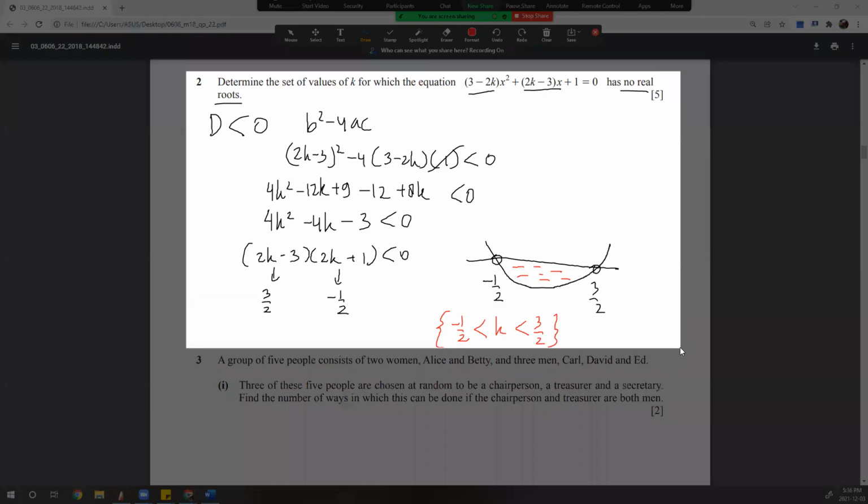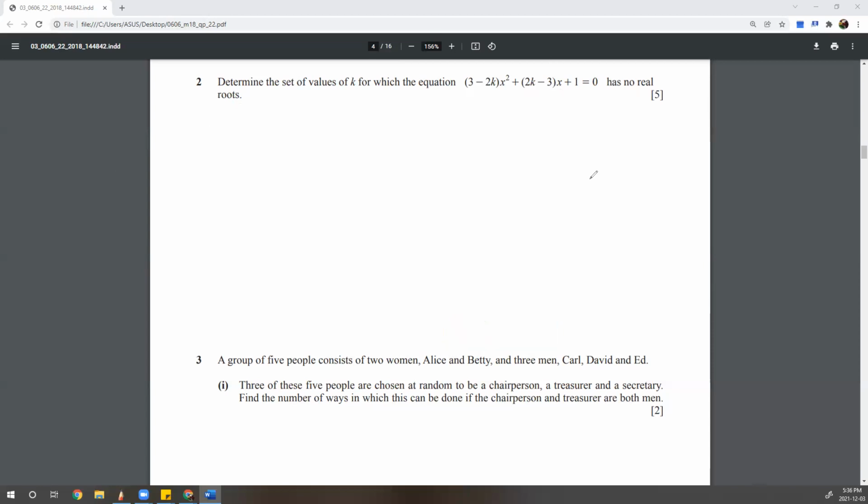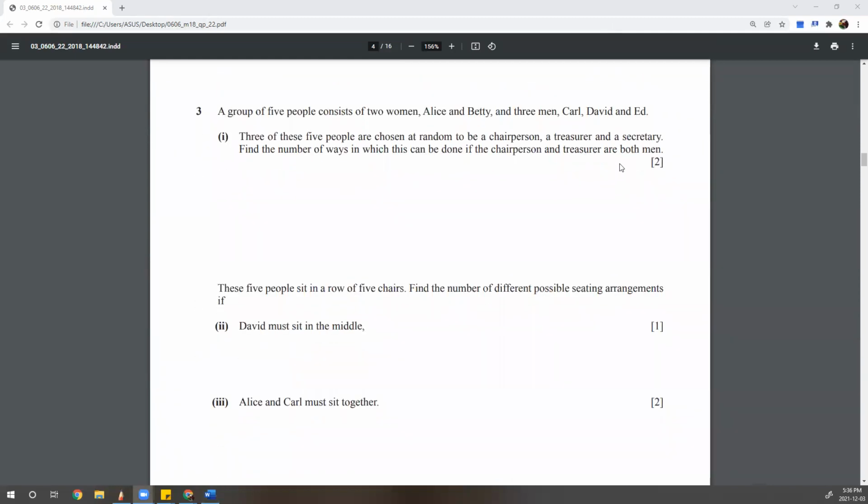Wow, this is hard. Not hard. This is so various. The variation of the question is so much. Okay, next, number 3.